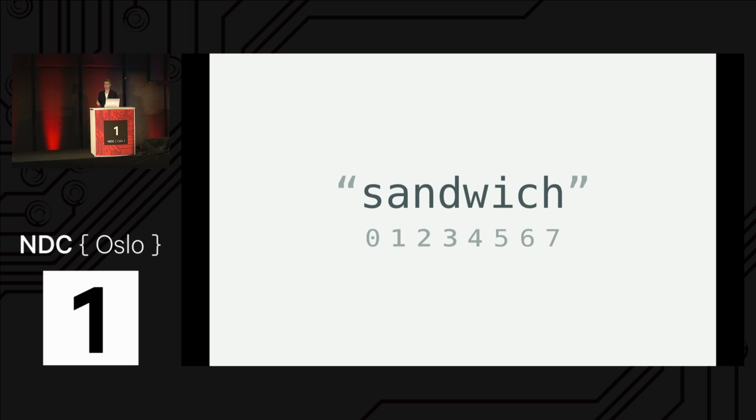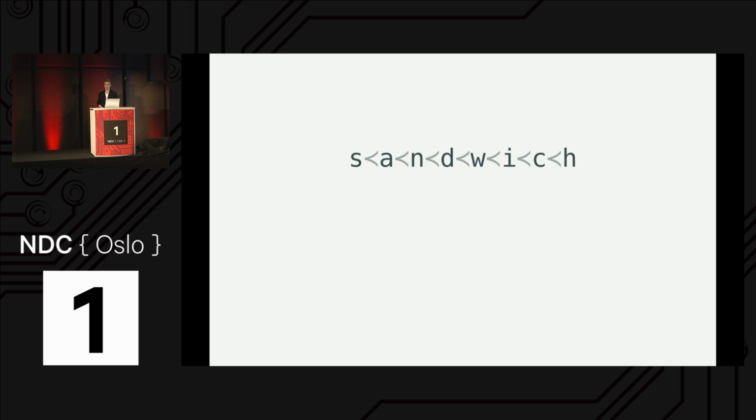So if we took our initial string, sandwich, we could write it out with this notation. So this notation is just saying that the letter S in this document comes before A, comes before N, etc. Now, if you have a background in computer science, you might recognize this as a partially ordered set, or a poset. And in this case, it's a poset with a total ordering, which just means there's no ambiguity in terms of which letter comes before which letter.